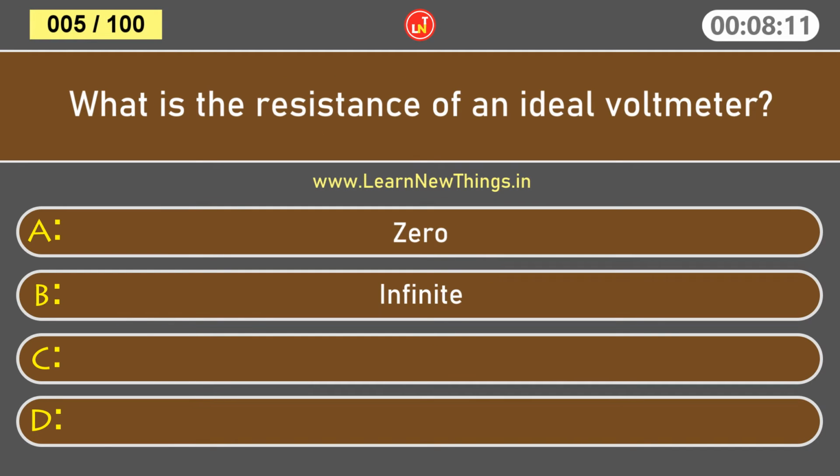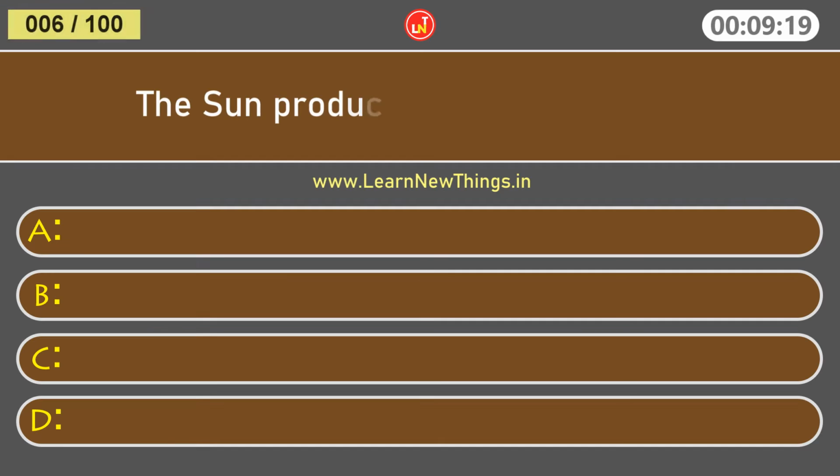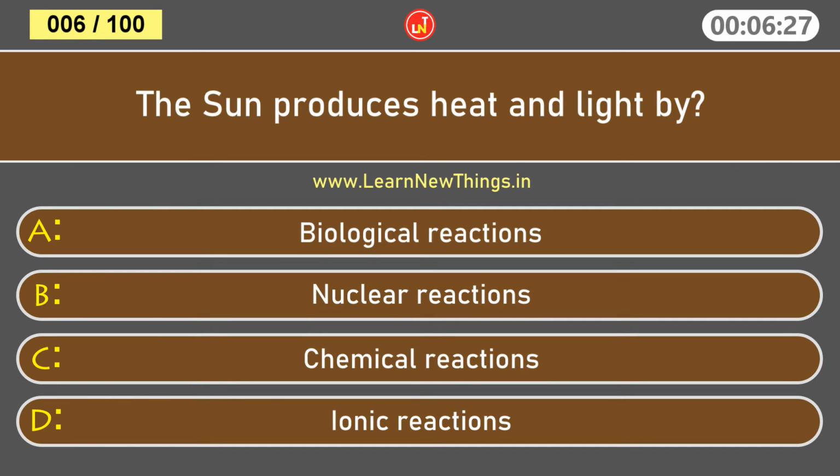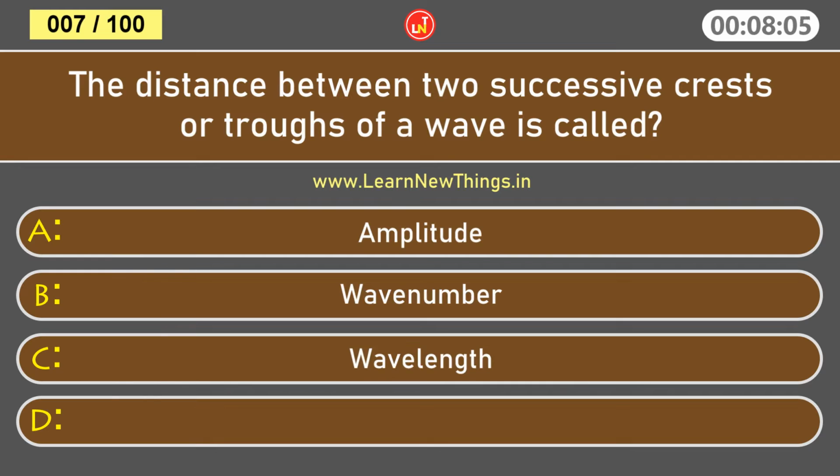What is the resistance of an ideal voltmeter? Infinite. The sun produces heat and light by nuclear reactions. The distance between two successive crests or troughs of a wave is called wavelength.